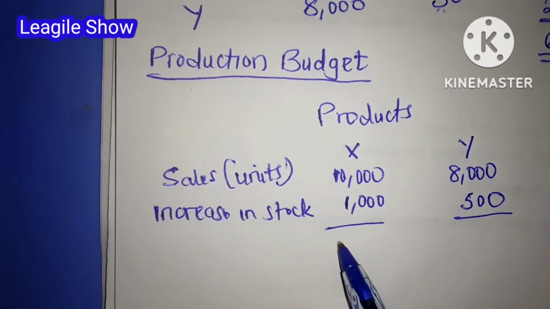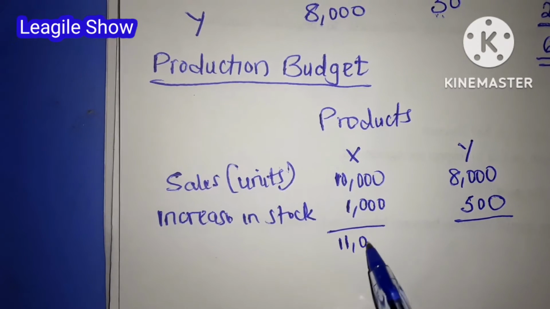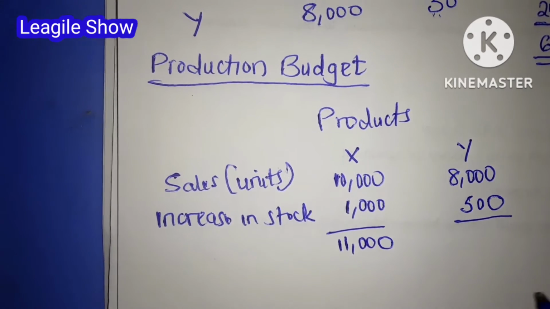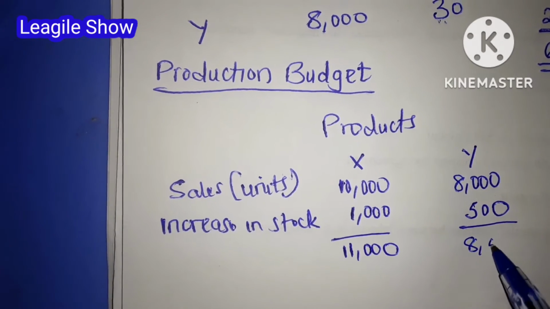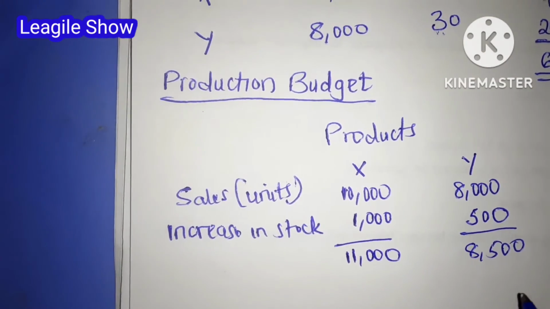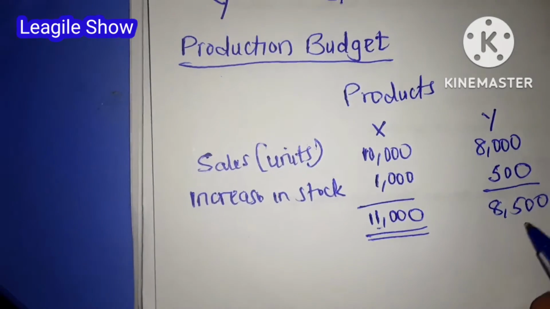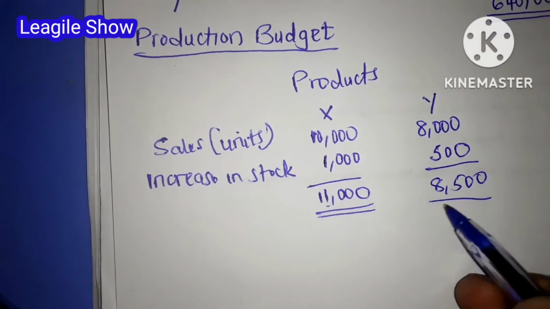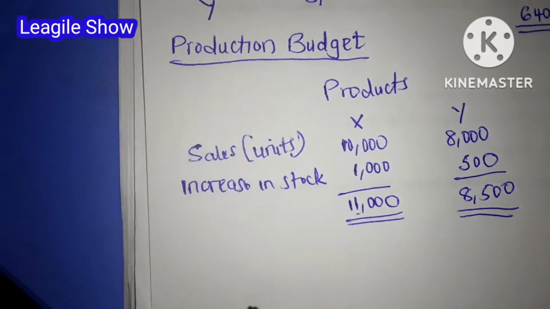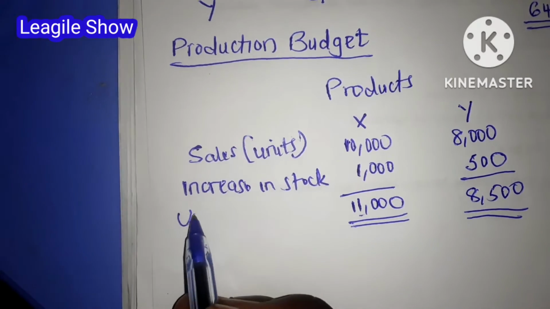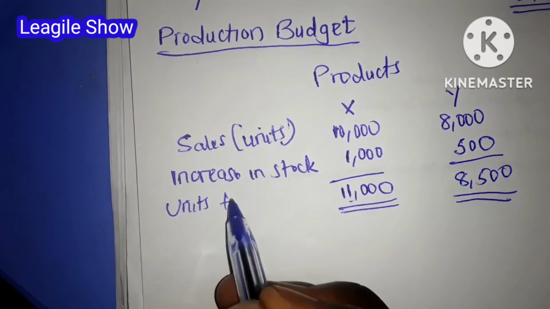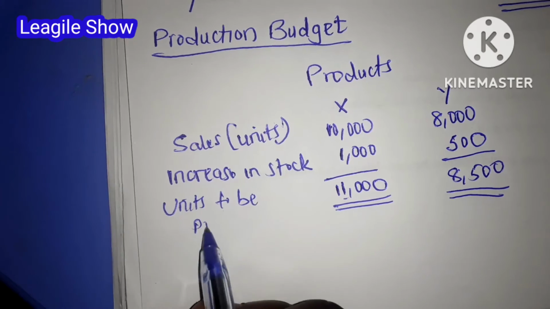So adding this, you get 11,000, and this one, if you add, you get 8,500. These two values that you're now seeing on your screen are now the units to be produced.